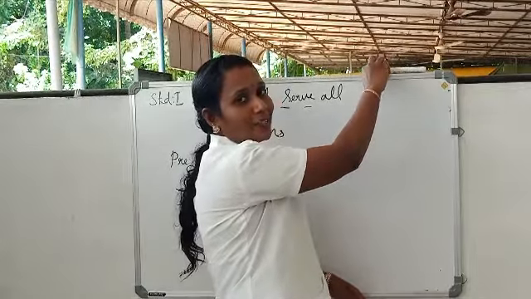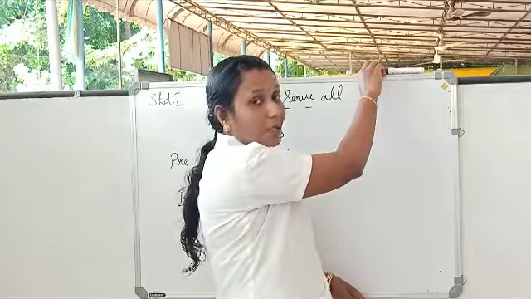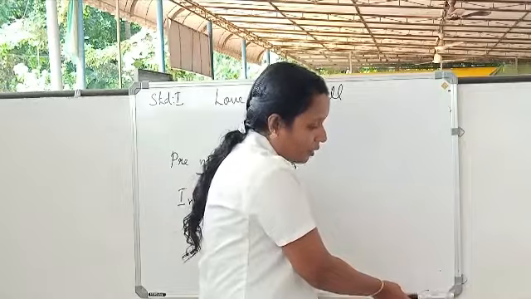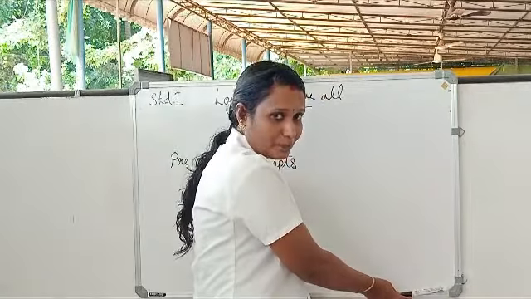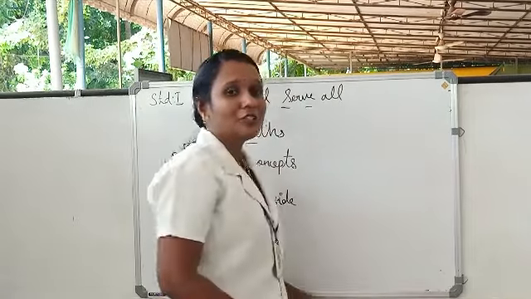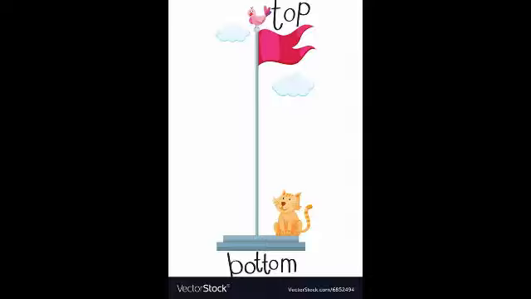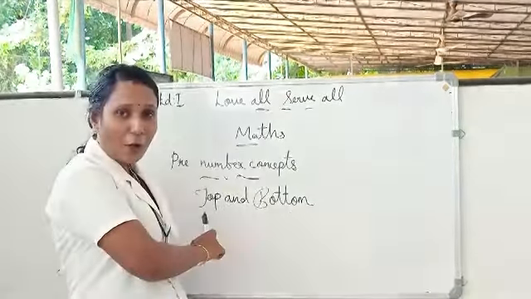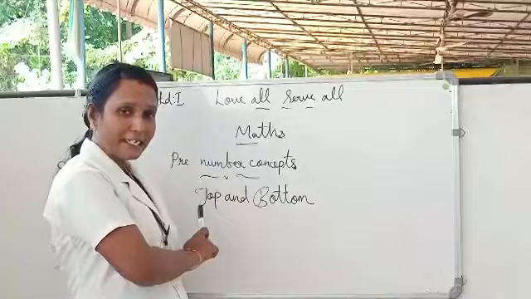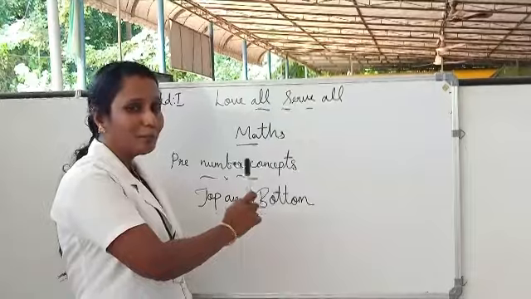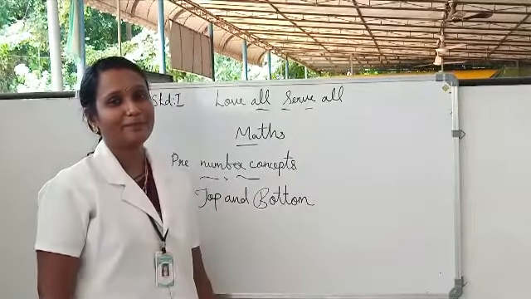Children, now I am going to keep this marker on the top of the board. Now the marker is on the top of the board. Top. Teacher is going to keep the marker on the bottom of the board. Now this marker is on the bottom of the board. Top and bottom. T-O-P. Top. Bottom. B-O-T-T-O-M. Bottom.